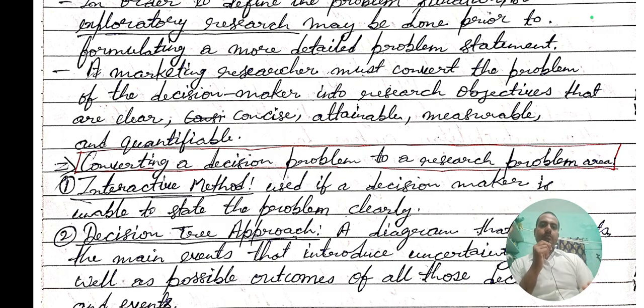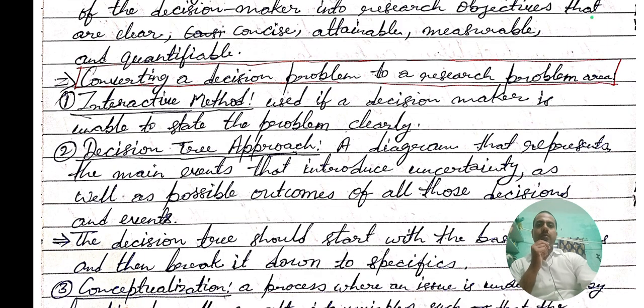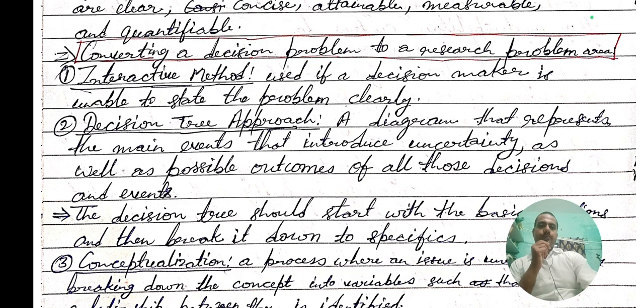Now we move on, point by point. Interactive methods. How can we convert the decision problem to a research problem? The first way is the interactive method, used if a decision maker is unable to state the problem clearly. In that case, the interactive method can be used to define the problem for the marketing research.